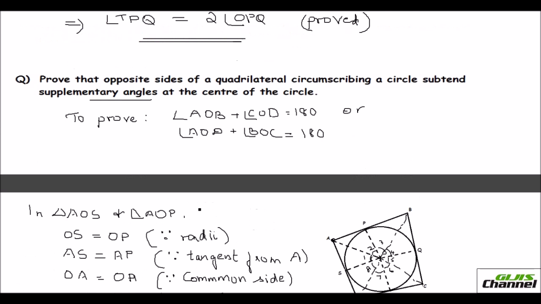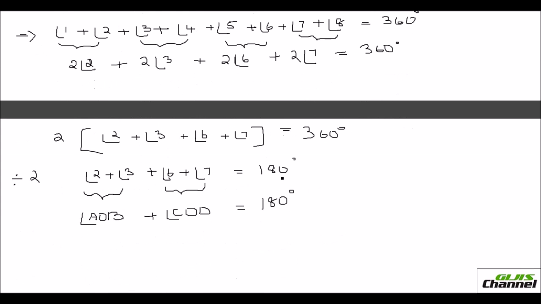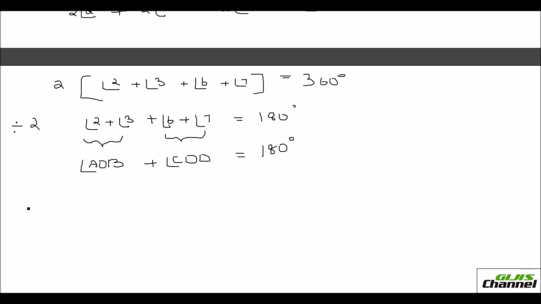The question is to prove that opposite sides of a quadrilateral circumscribing a circle subtend supplementary angles at the center of the circle. So you have proved it here. Similarly, you needn't write all of it again. You can say similarly angle BOC plus angle AOD will also be 180 degrees. So hence it is proved.